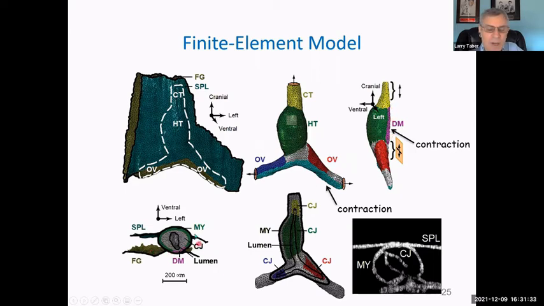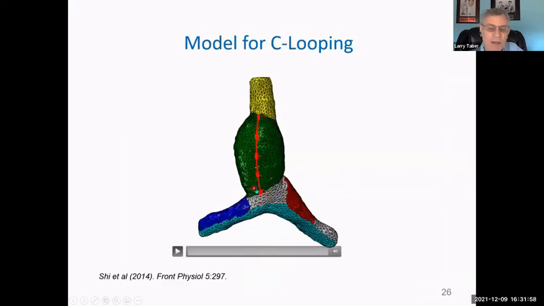This is a typical cross section of the model. Look at its shape compared to one from this image. It looks very similar. We include the cardiac jelly and the myocardium. And this is a longitudinal section of the model showing the distribution of the jelly and the myocardium. And it also has a lumen. You can see the lumen in here. Okay, so this is the model.